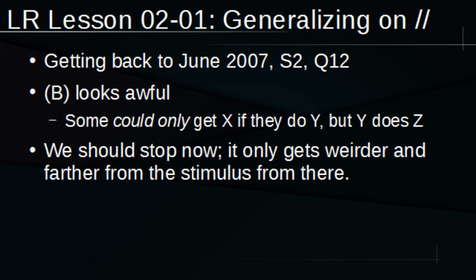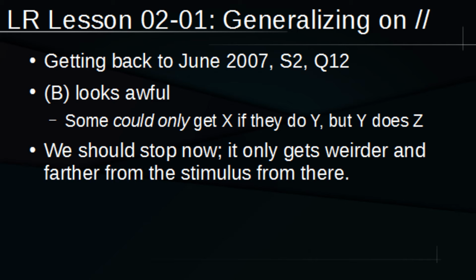So even though I kind of liked A, I did have that one nitpick. So in a testing situation, I would go through and check the others real quick. B looks awful. Looks absolutely terrible. This one basically says some can only get X if they do Y, but Y does Z. We should stop right now. It only gets weirder and more irrelevant from the stimulus here.